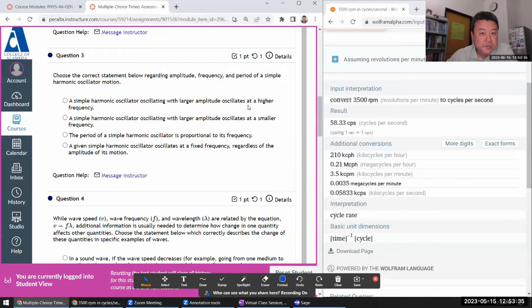The larger amplitude oscillates at a higher frequency. No, that's the defining property of a simple harmonic oscillator, that frequency doesn't depend on amplitude. So both of these are not right. That's also not right.